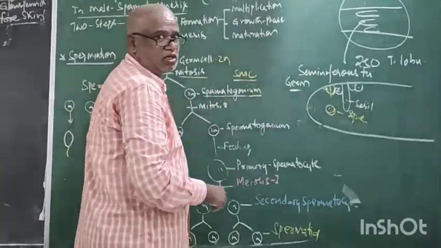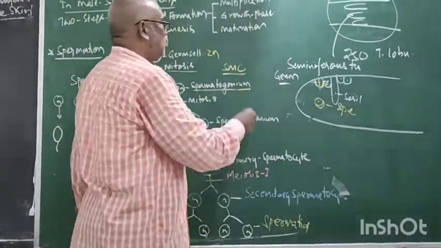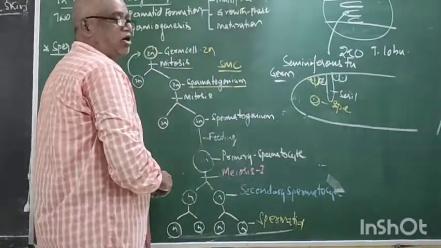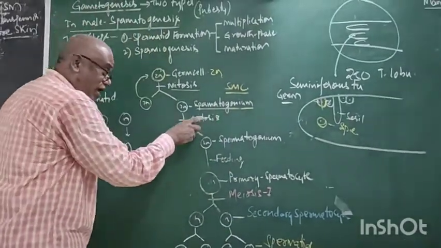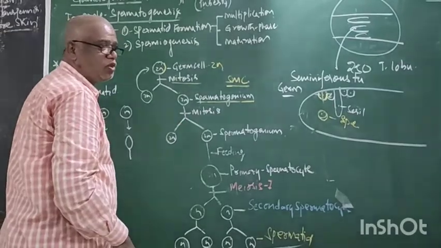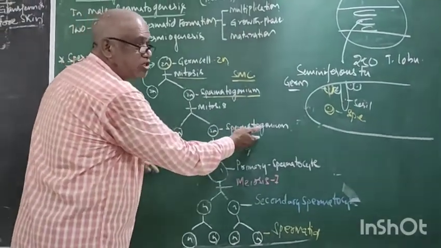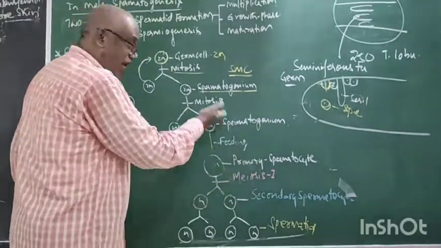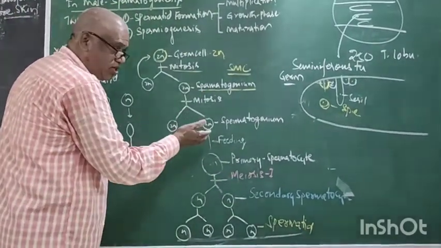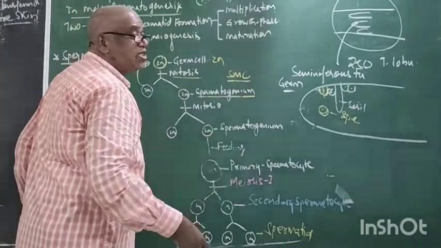Sperm mother cell, right? Now, this sperm mother cell again undergoes mitosis and forms two daughter cells. This is also called spermatogonium. Like this, the number of spermatogonia increases.